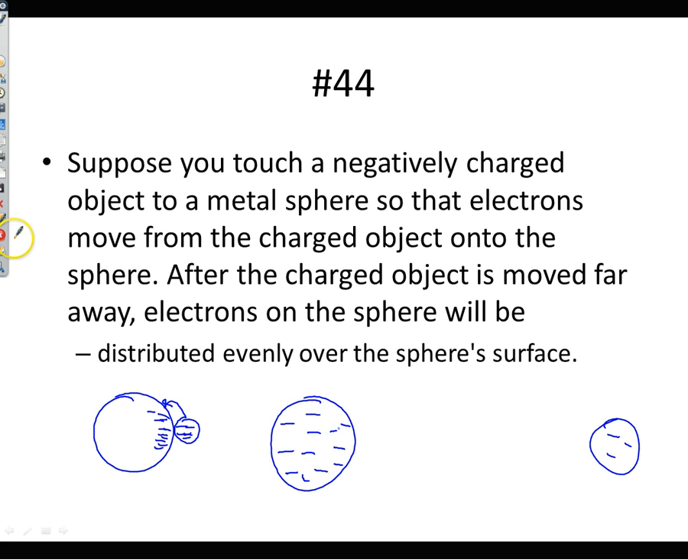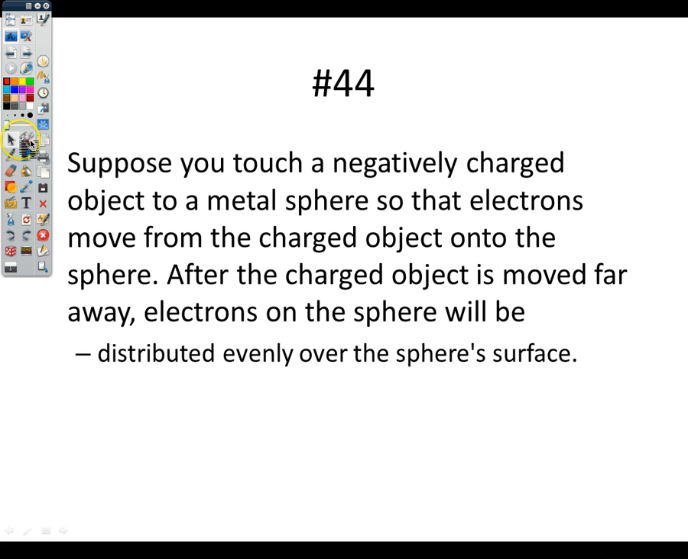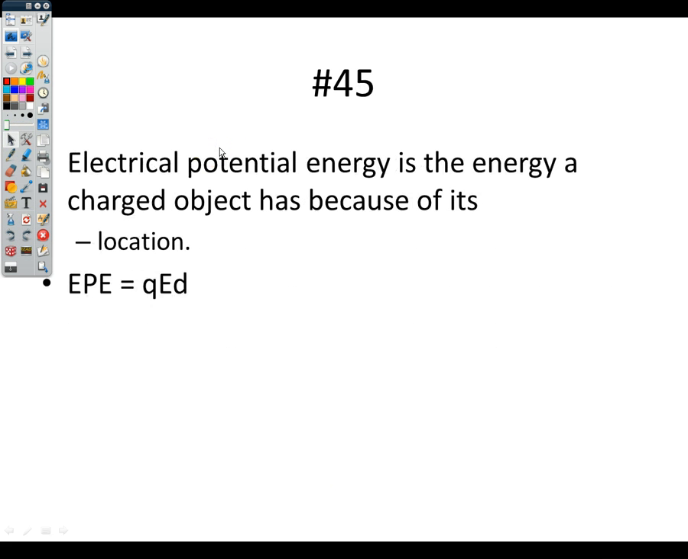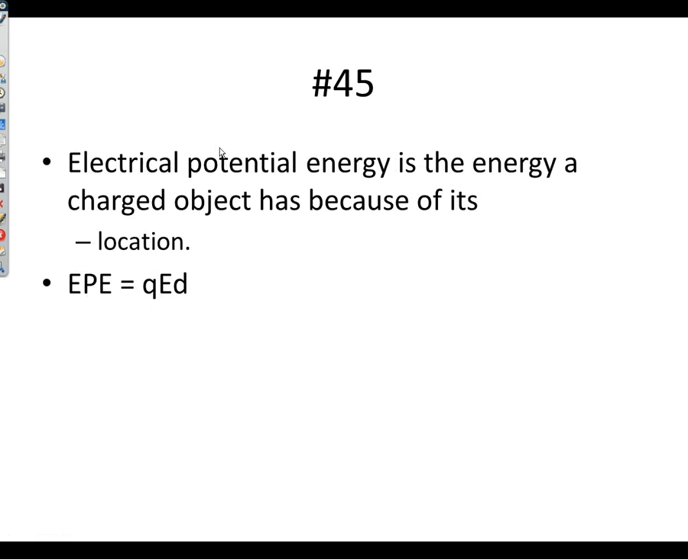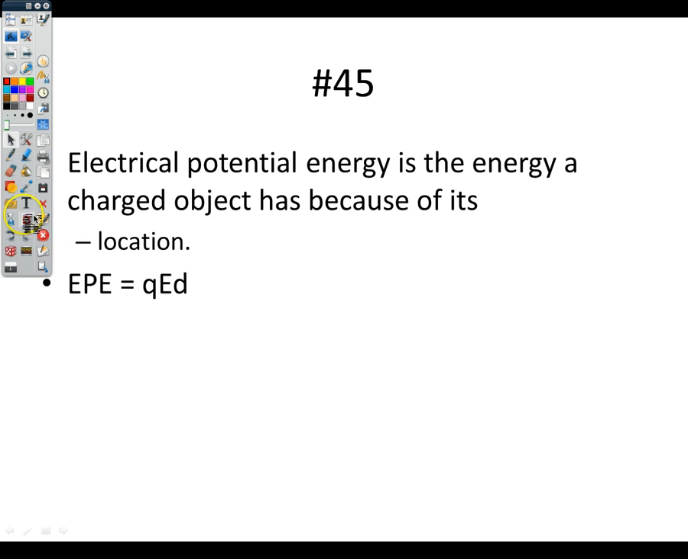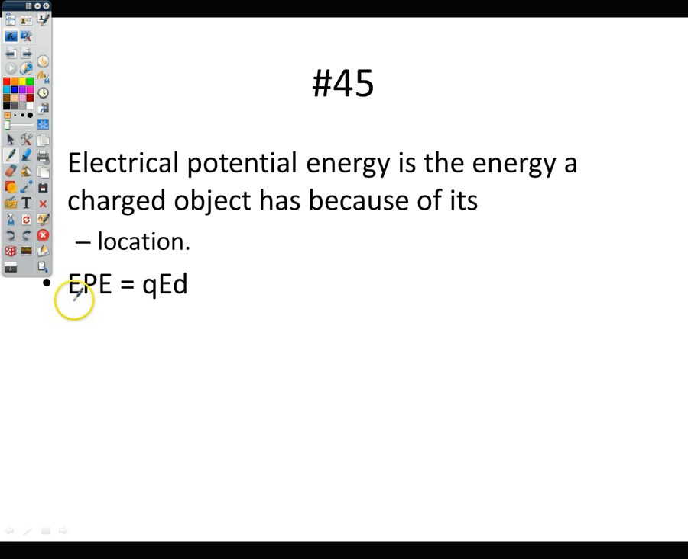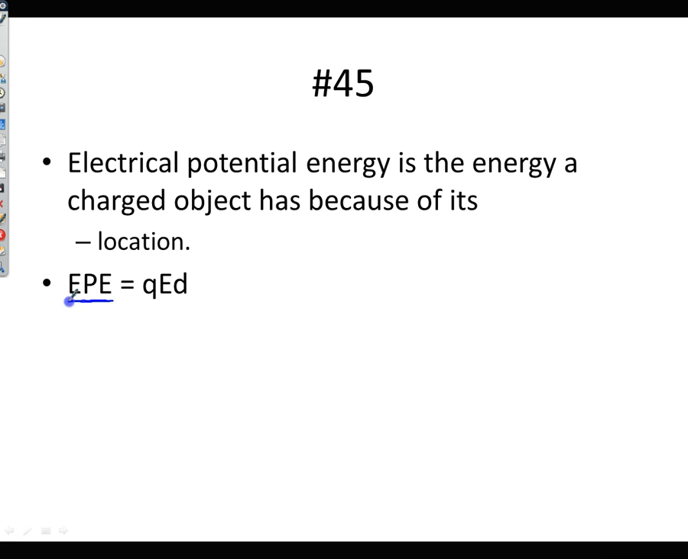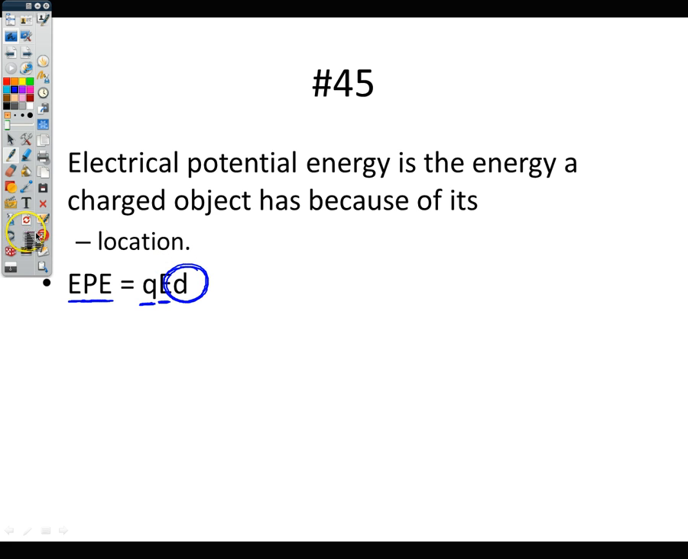be distributed evenly over the surface. For the next question, number 45, it says electrical potential energy is the energy a charged object has because of its location. And we know it's because of its location because of the equation. The electric potential energy is equal to Q, which is the charge, times E, which is the electric field, and then d is the distance. So that tells us our location.